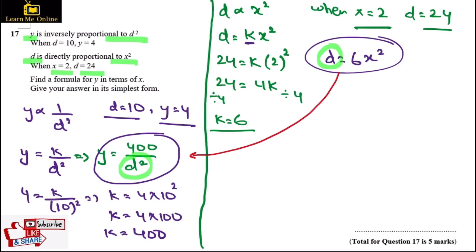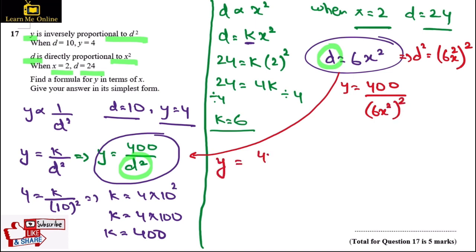So I'll be writing now: y equals 400 over d square, and d square means 6x square is there already, and we do the whole square of it. So that would be 6x square, and there's a square on it. We're going to do the simplification. So y equals 400 remains the numerator. 6 square is 36, and this is x power 4.